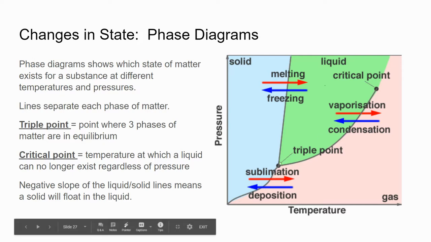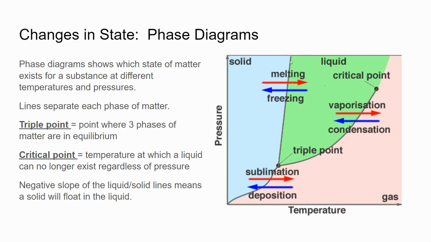Now this line here between liquid and solid is very, very important. It tells us whether the solid is denser or less dense than the liquid, so will it float in the liquid? This line here has a positive slope. It's going slightly to the right. We call that a positive slope. And that means that the solid is denser than the liquid and it will sink in the liquid.